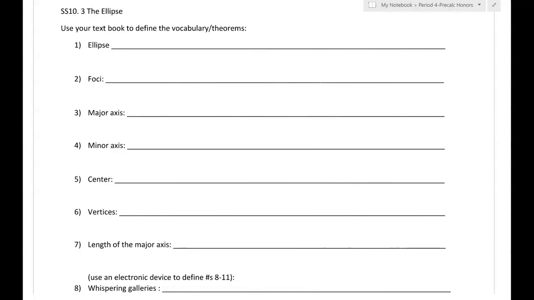Hey guys, so let's start the definition for the ellipse, okay? 10.3. All right, the first definition is the ellipse.